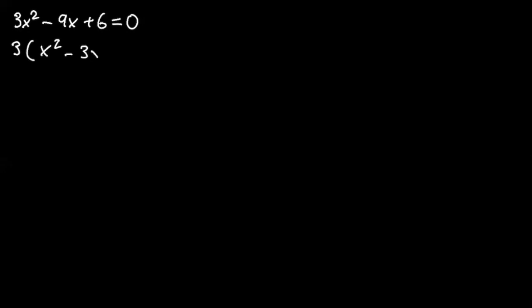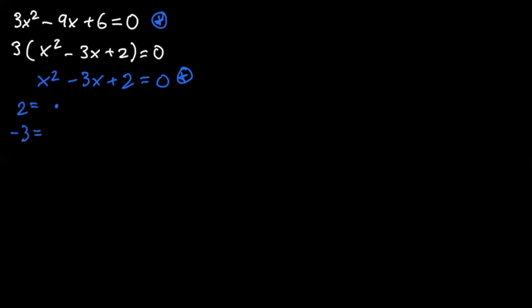We get 3 times x squared minus 3x plus 2 equals 0. And then if we divide both sides by 3, we end up with x squared minus 3x plus 2 equals 0. So this quadratic, after we factor and divide, is going to have the same solutions as our original quadratic. Okay, so now we have a leading coefficient of 1, which means we can go ahead and try factoring. So we're looking for factors of 2 that add to negative 3. Two factors of 2 that add to negative 3 are negative 2 and negative 1. Negative 2 plus negative 1 gives us negative 3.